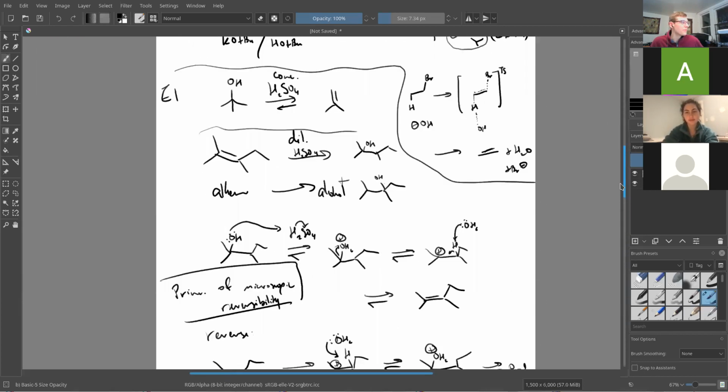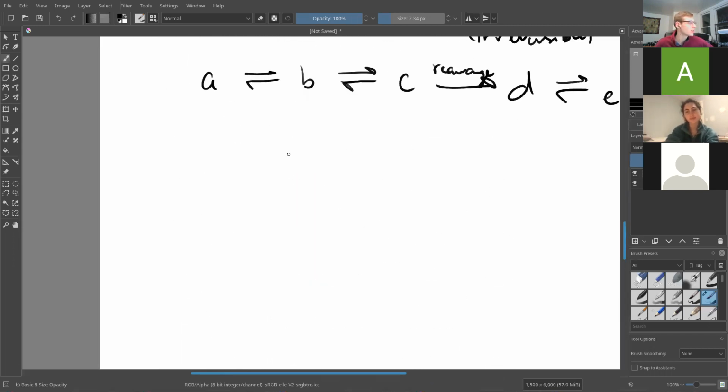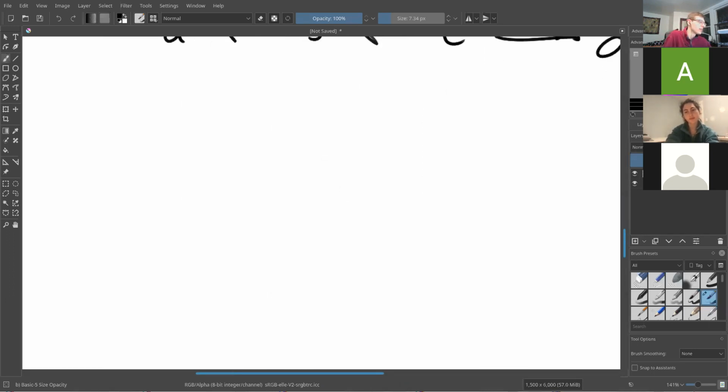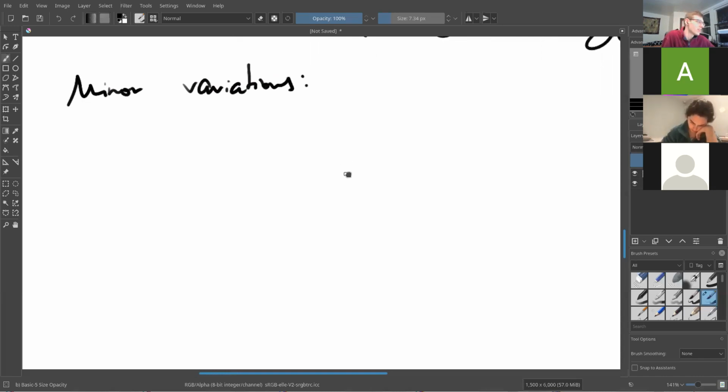In practice, like I mentioned, if you have an alcohol, you give it concentrated sulfuric acid, and that's what it does. There are minor variations on it. For example, we'll see some in the problems. So there you could vary it, right? It doesn't have to be an alcohol, and it doesn't have to be that.